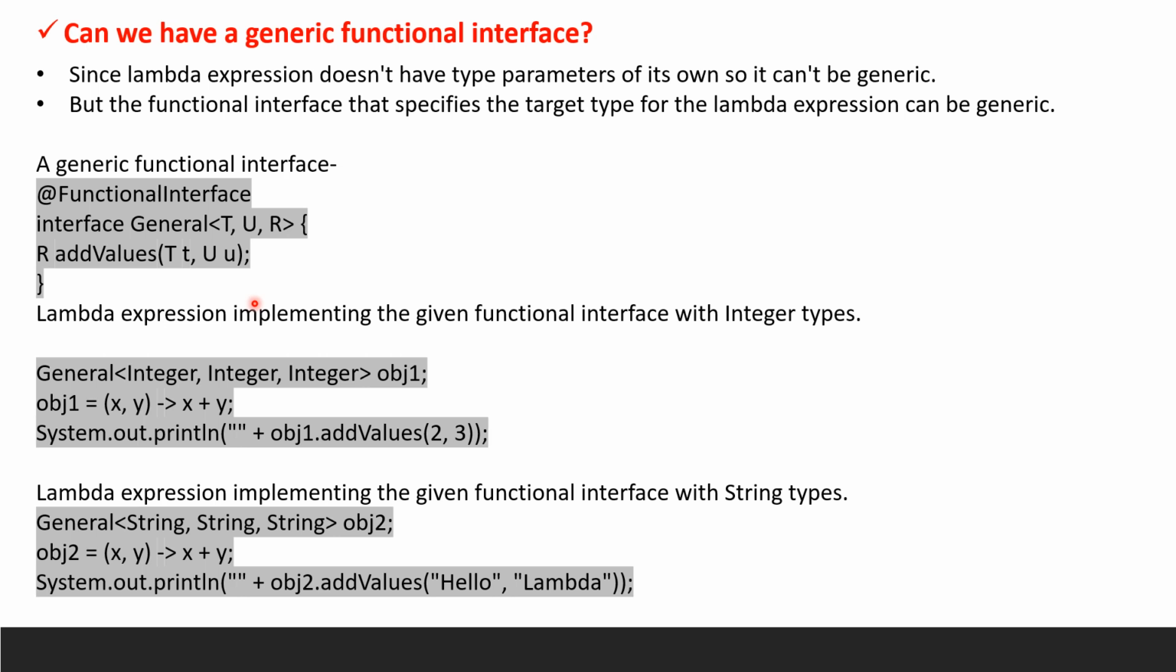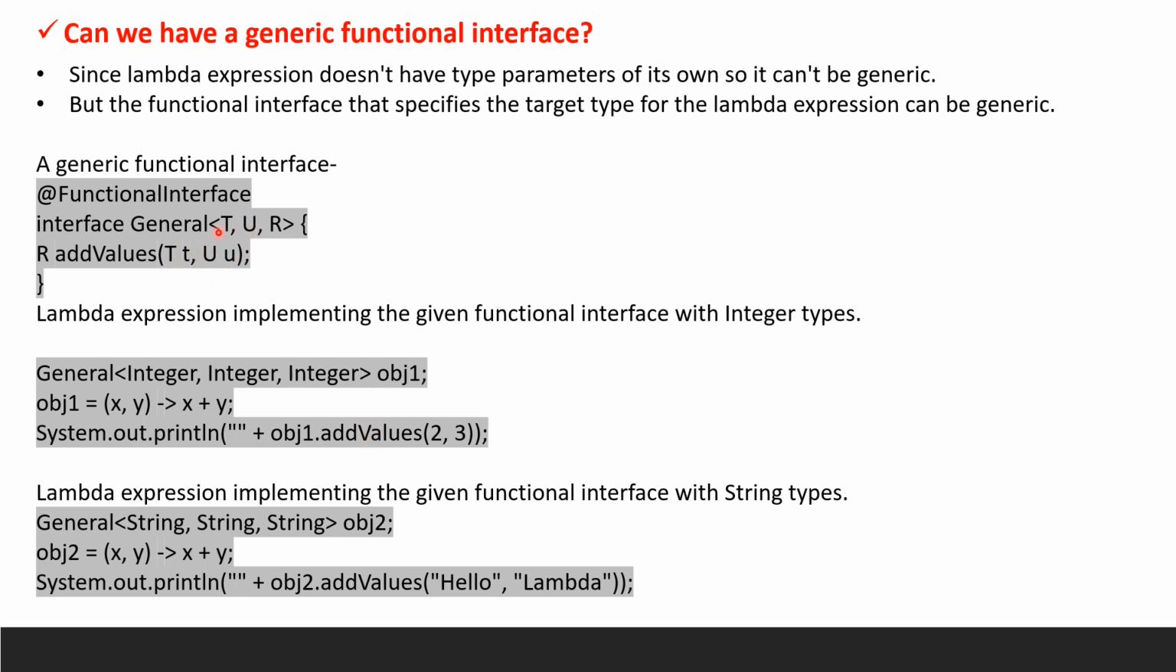So for the custom generic type, the first example is for the integer type. We are having all three of the same data type, integer, integer, integer, with object one, taking the parameters x and y, and we are doing the addition on this. So if we are printing object one dot add values, we are going to implement it by passing the values.